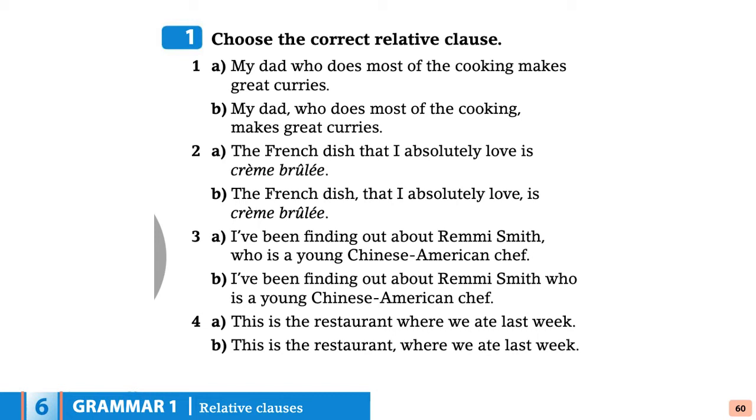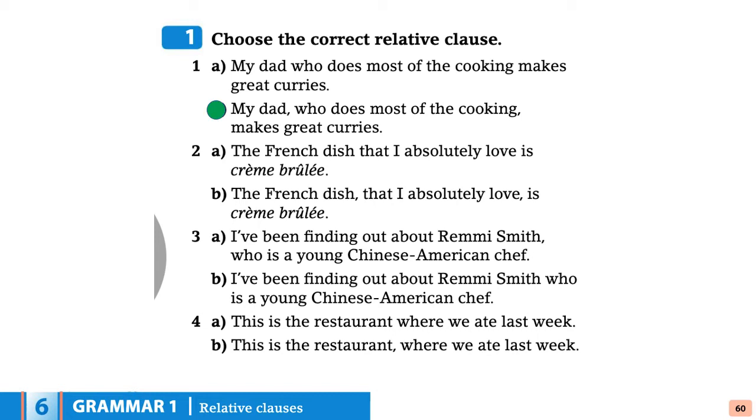My dad, who does most of the cooking, makes great curries. My dad, comma, who does most of the cooking, comma, makes great curries. Okay, which one do you think is the correct one? Defining or non-defining?